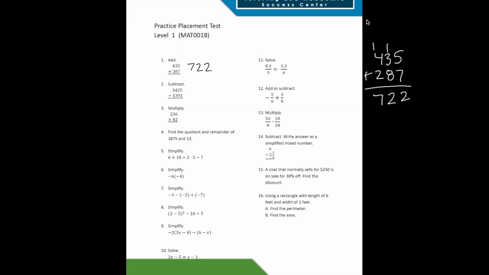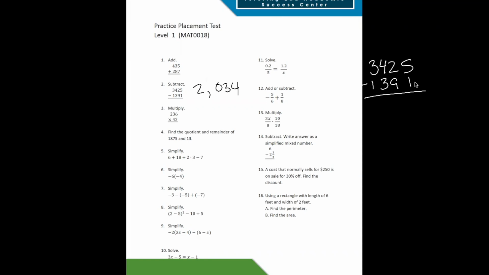Let's move on to number 2. For number 2, we're going to subtract 3,425 minus 1,391. When you subtract these numbers, you'll get the answer of 2,034.